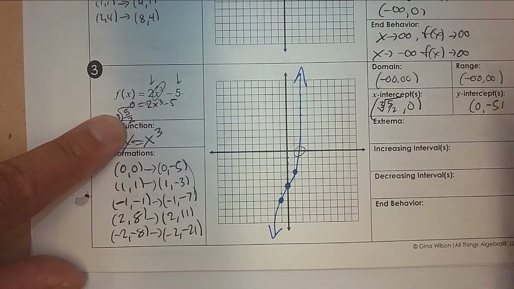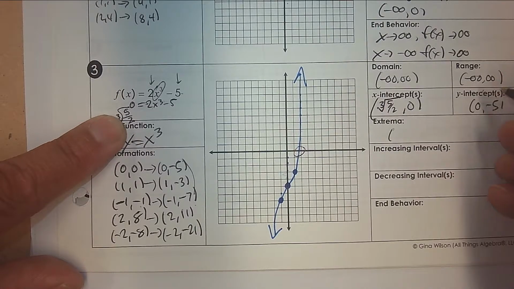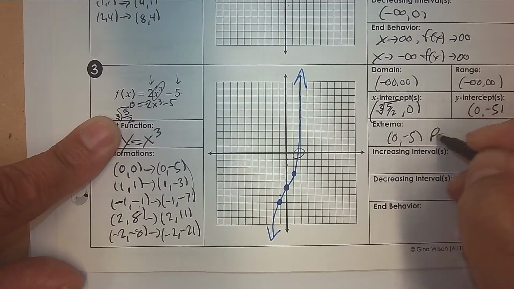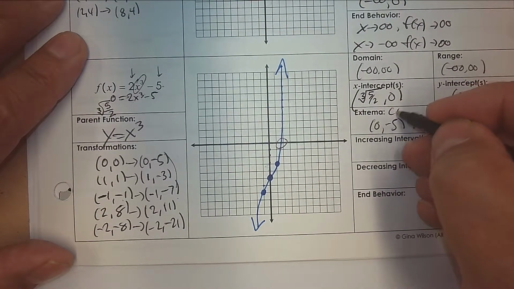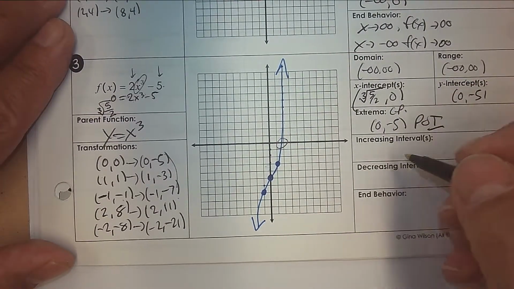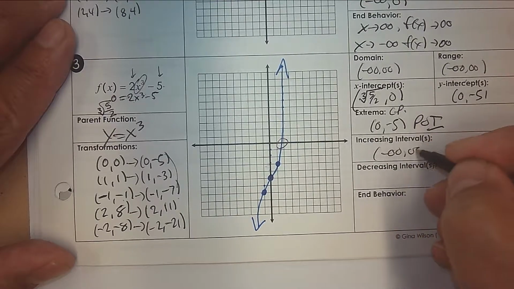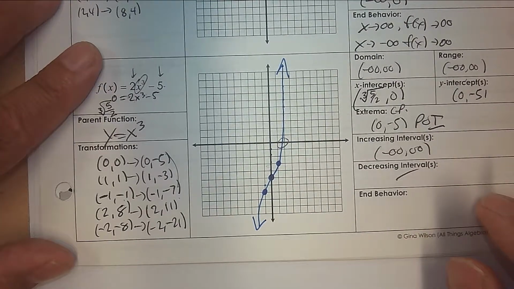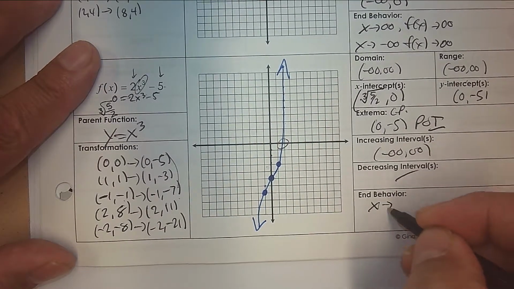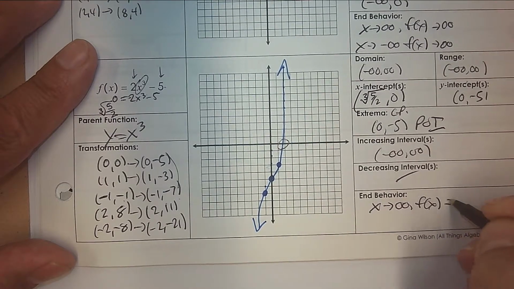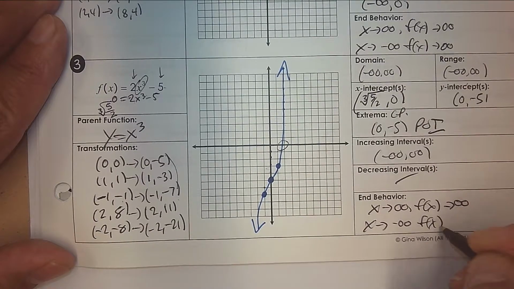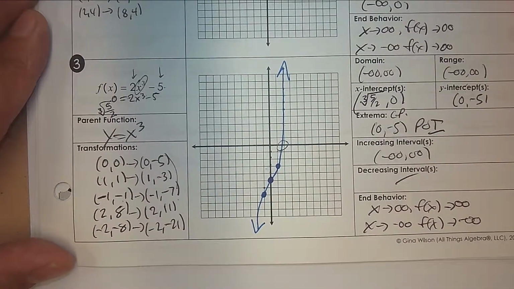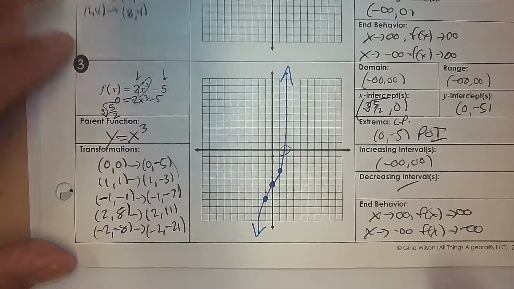There are no extreme values, but we know at 0 and negative 5 we have a point of inflection. So it's not an extreme point, but it is a critical point. Where does it increase? Everywhere left to right. It's going up. It has nothing to decrease. What's the end behavior? As x approaches infinity, what's the function doing? It's going to infinity. As x approaches negative infinity, what's the function doing? It's going to negative infinity. All right, number 4. Turn the page.